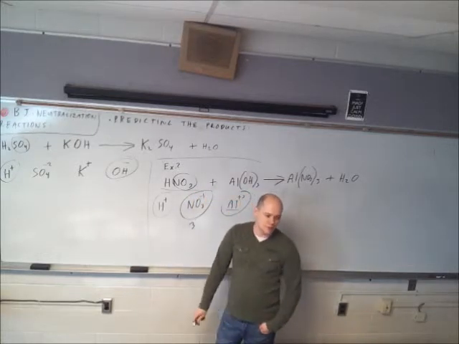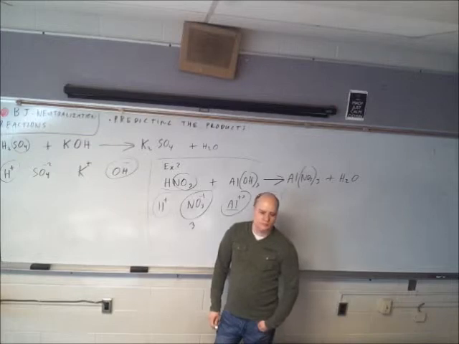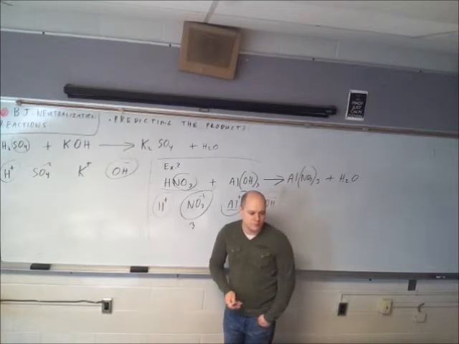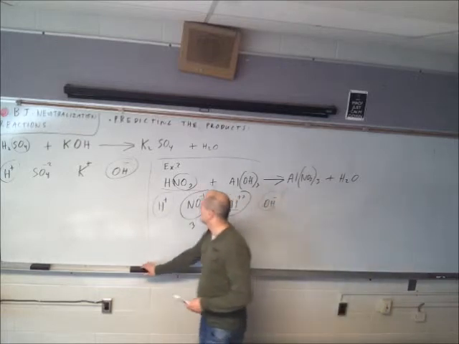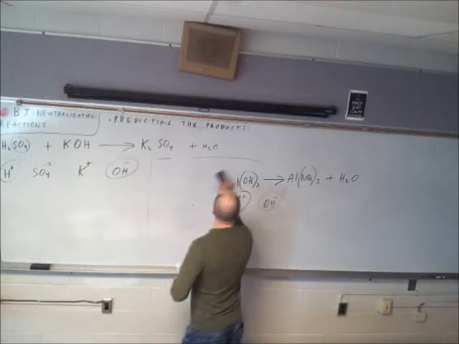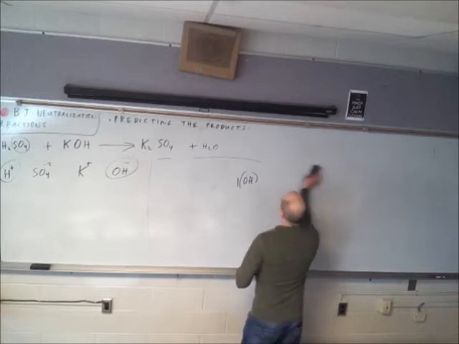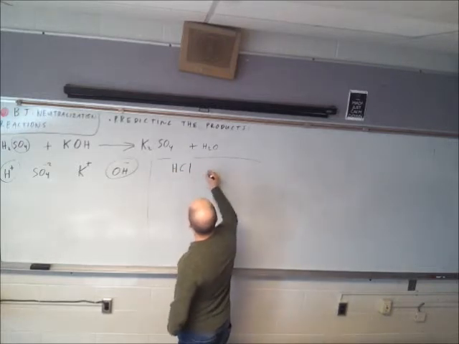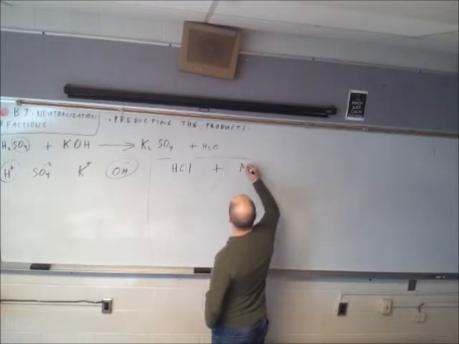Let's do HCl, hydrochloric acid, plus magnesium hydroxide. How many hydroxides go with magnesium? 2, right? Magnesium's group 2. It's 2 hydroxides. All right, the charge of the hydrogen, plus the charge of the chlorine.